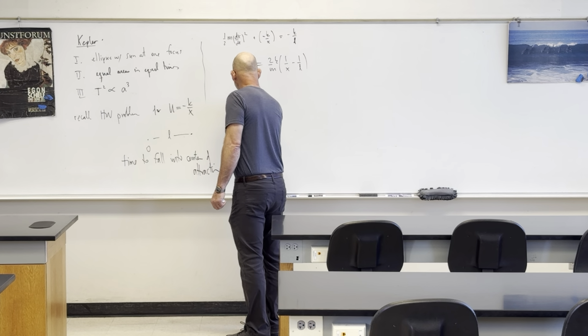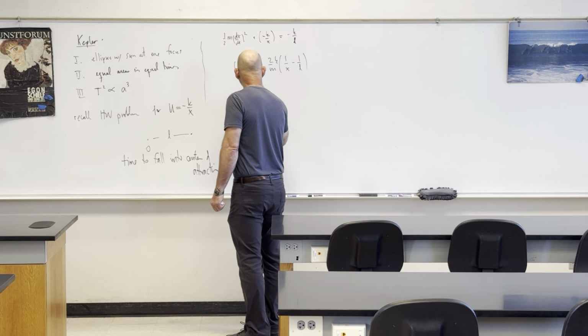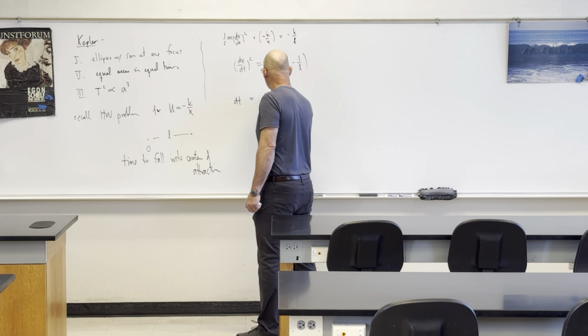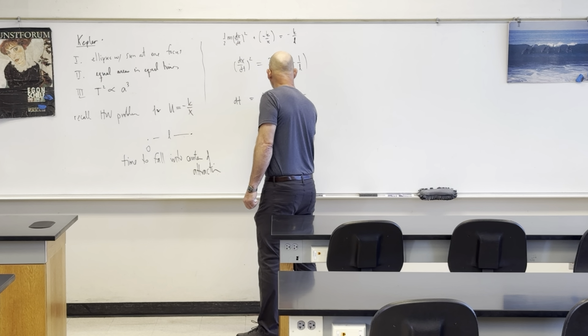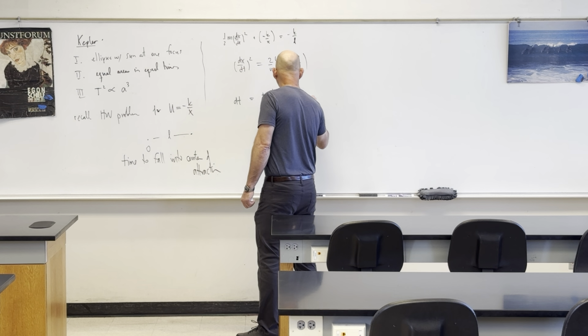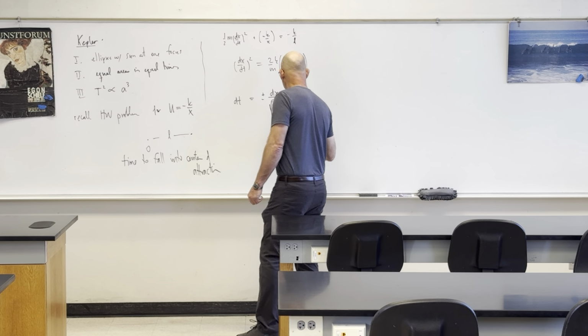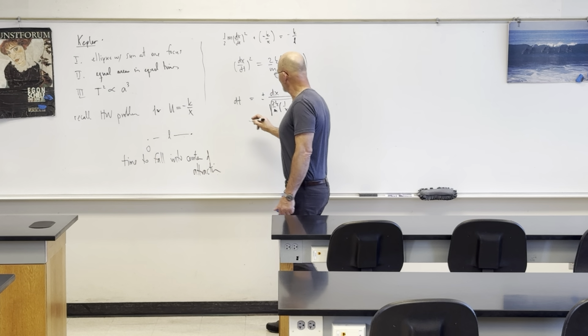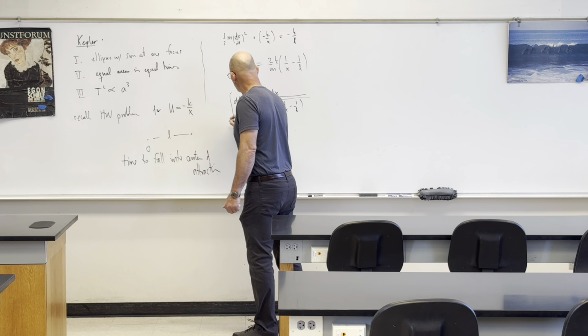So we had dt equal to plus or minus dx times the square root of 2k over m, times 1 over x minus 1 over L. And what we did was integrate this up.